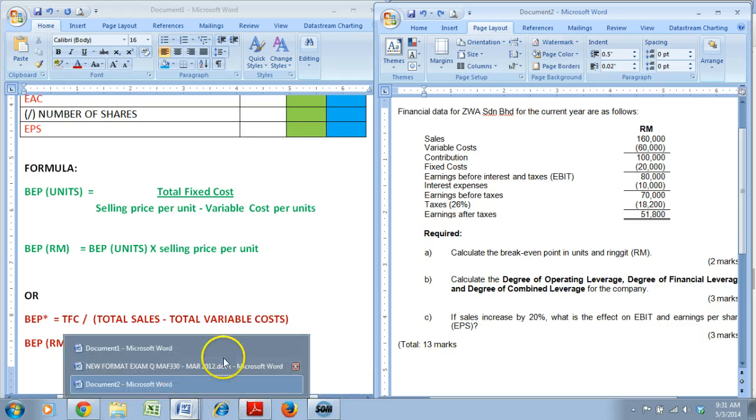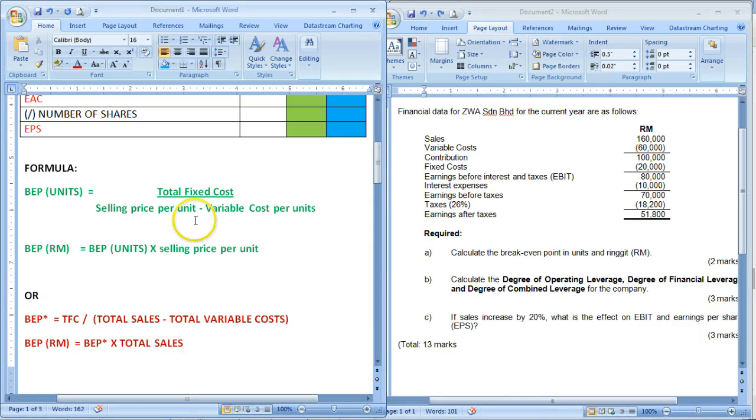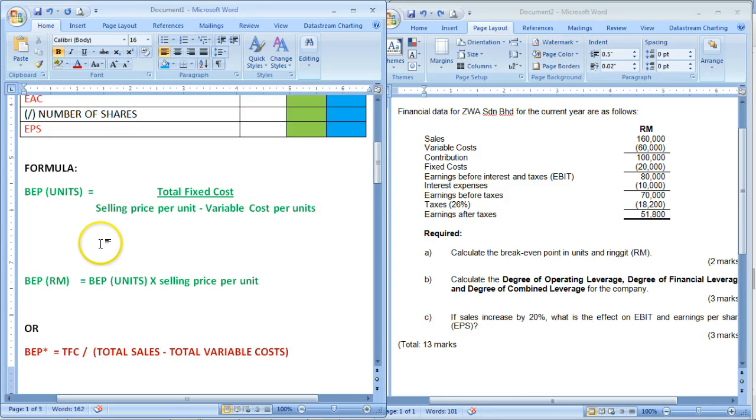Okay. Calculate the break-even point in unit and ringgit. So this is the step. Don't worry, the formula is provided in the final exam. I provide you the break-even point, and I will provide you DOL, DFL, DCL in the exam, so you have no problem memorizing the formula. The important thing is how you use this formula. Based on my experience, although I give the formula in the exam, students still make the same mistake.